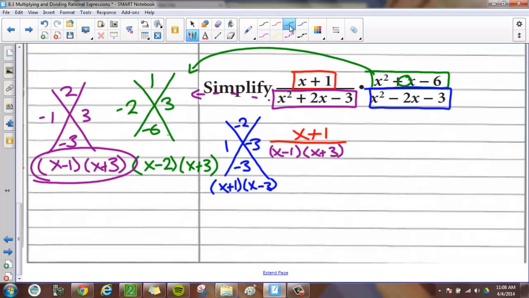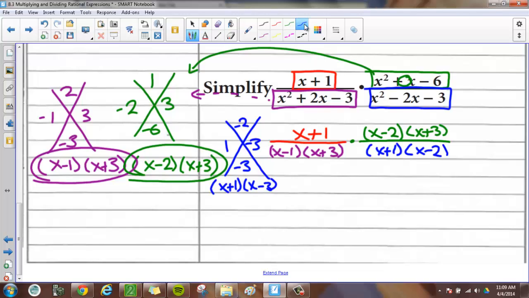Now let's do the green. Green's next, right? So we're multiplying these. The green was x minus 2, x plus 3, x minus 2 from right over here, and then x plus 3. And then finally let's do the blue section. We've got the x plus 1, x minus 2, x plus 1, and we've got the x minus 2 right there.